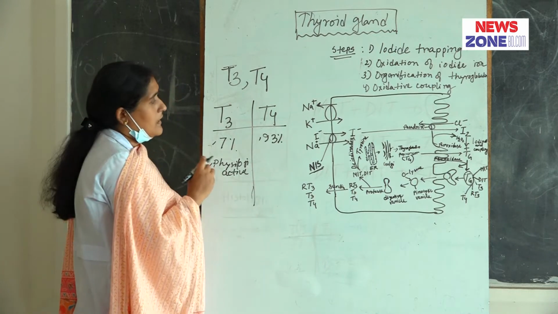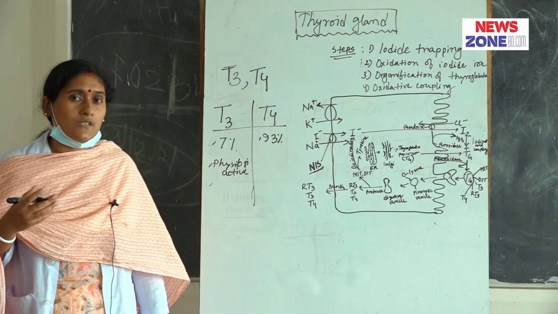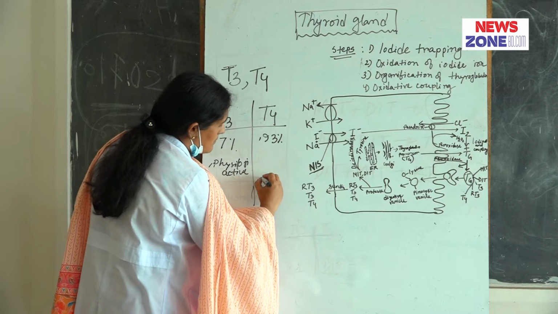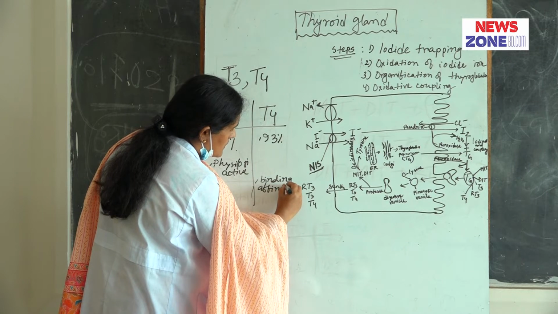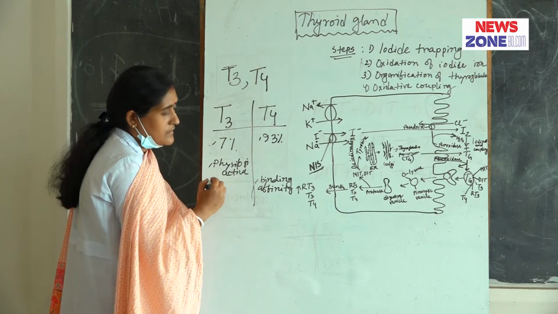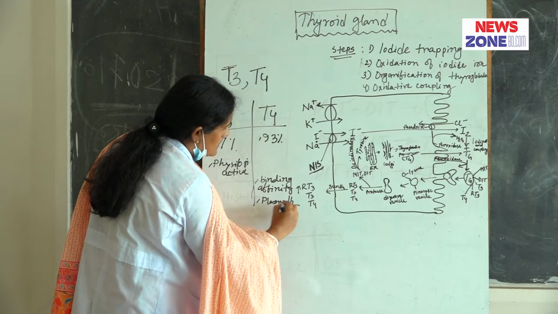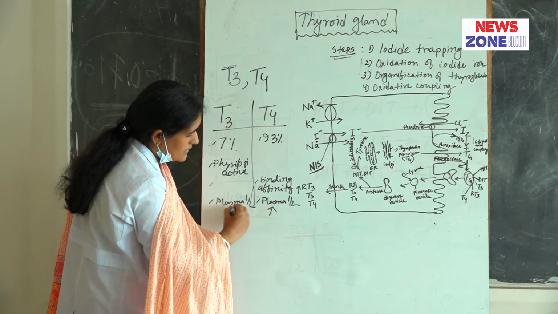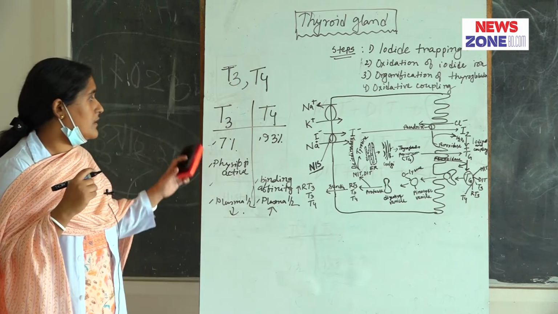Then number three, after secretion from the thyroid gland, all of the thyroid hormone binds with plasma protein, but the binding affinity of T4 with the plasma protein is more than T3. For this reason, the plasma half-life of T4 is more and the plasma half-life of T3 is less. This is the overall difference between T3 and T4.